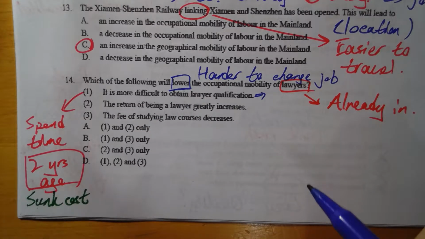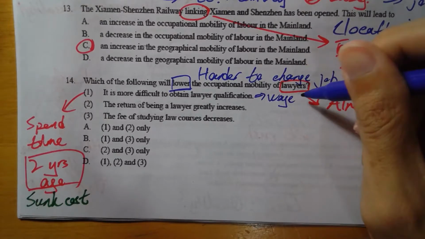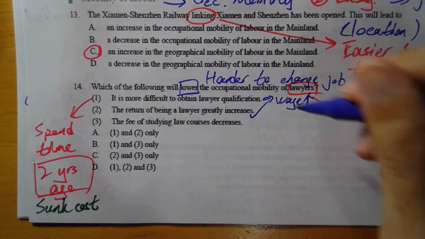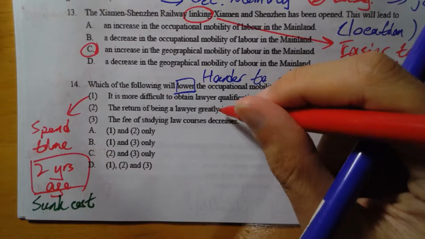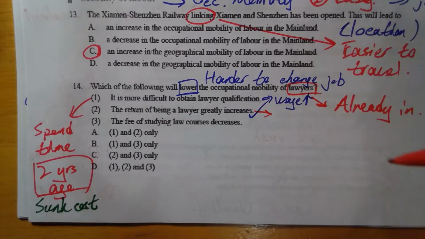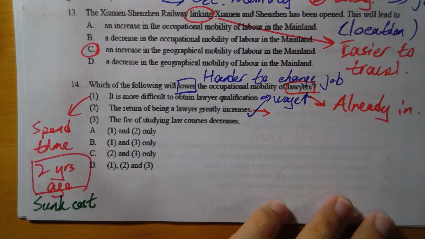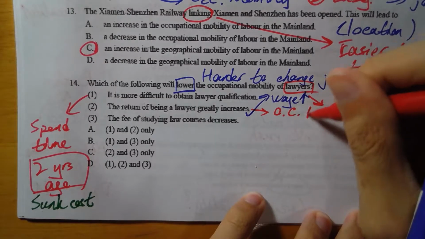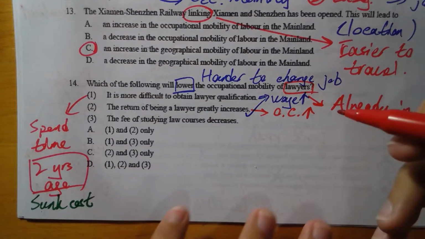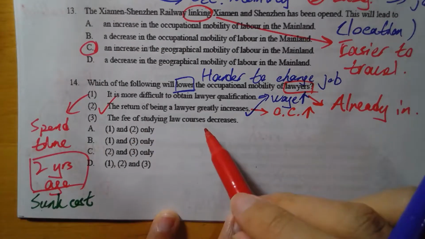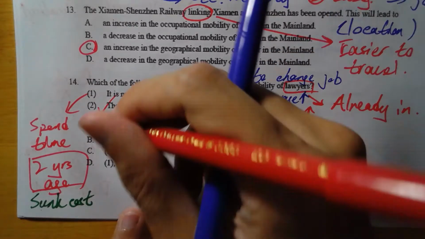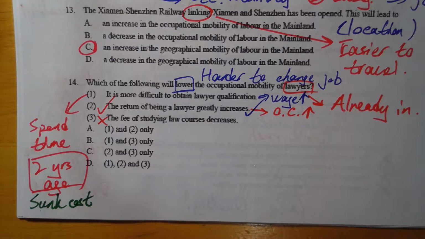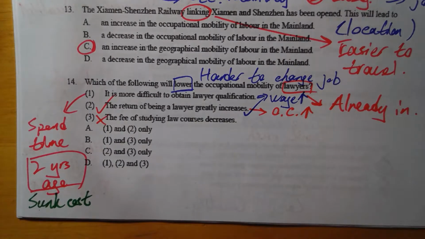of being a lawyer increases, the wage increases. So now return increases. This one is simple because you see, return increases. When you quit the job, change the job, your opportunity cost will increase, right? So this one, 2, is correct. The fee for studying law courses decreases, what does this have to do with it? When the fee for studying law courses decreases, more people will go to study law. But what does it have to do with whether you will find it easier to change?